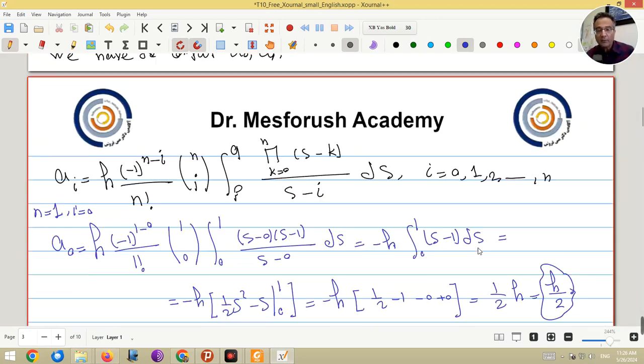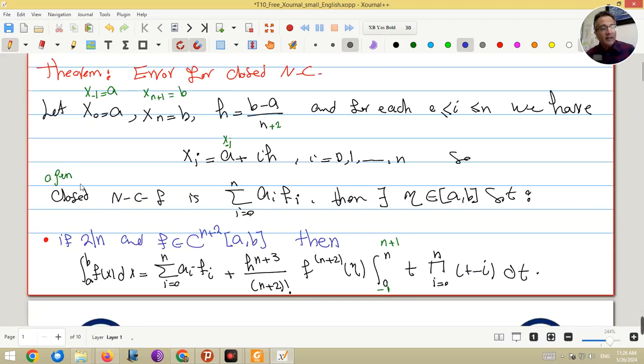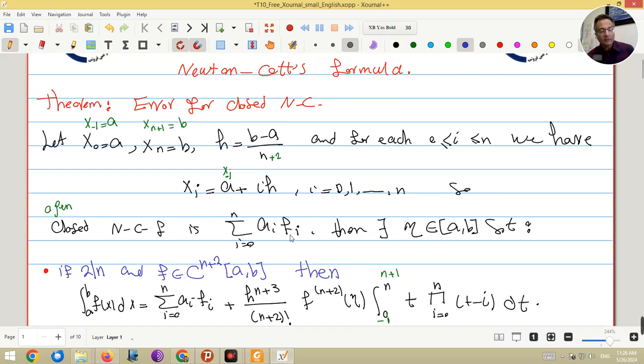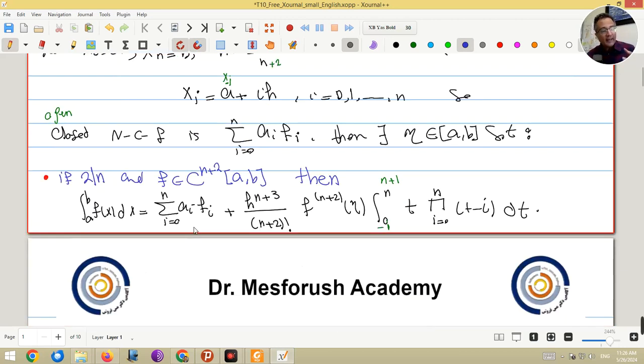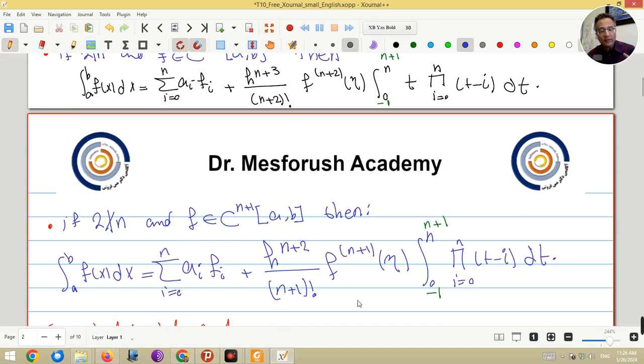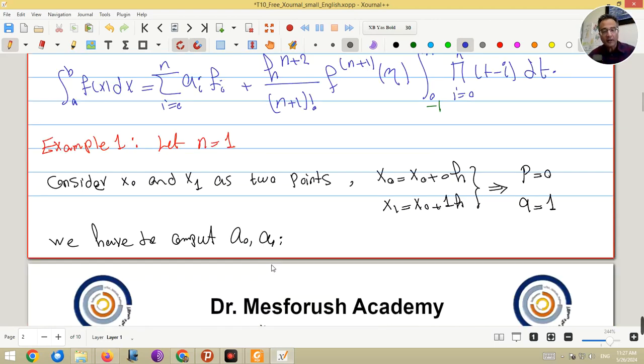If I want to compute E, I have to use the error term that I showed you before. Look at the theorem. We are using the closed Newton-Cotes formula, here, the black part of this theorem. n is equal to 1, so n is not divisible by 2. So I have to use this part for the error term, right? I have to use this part. Let me rewrite here.